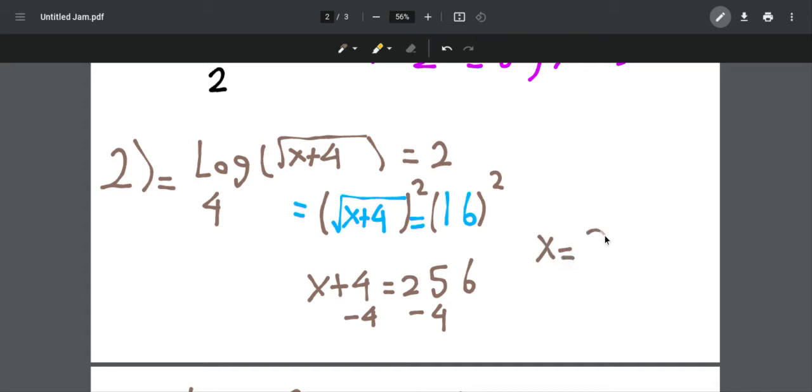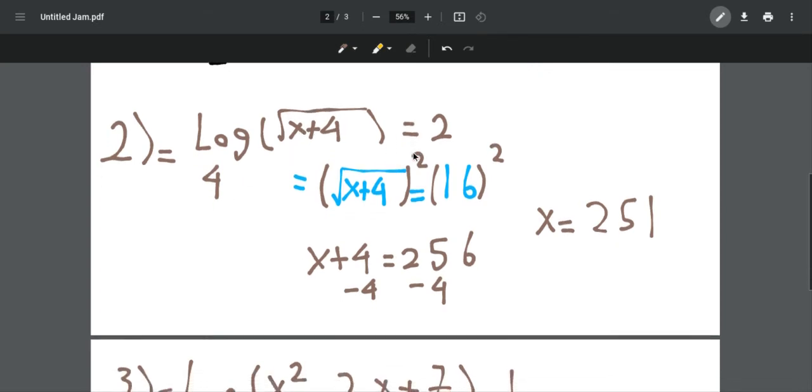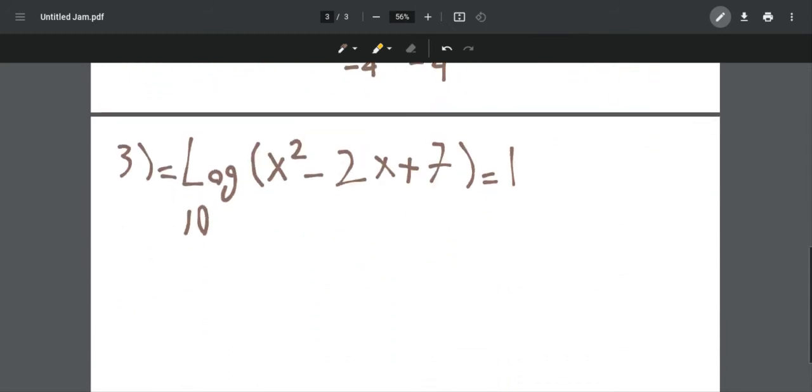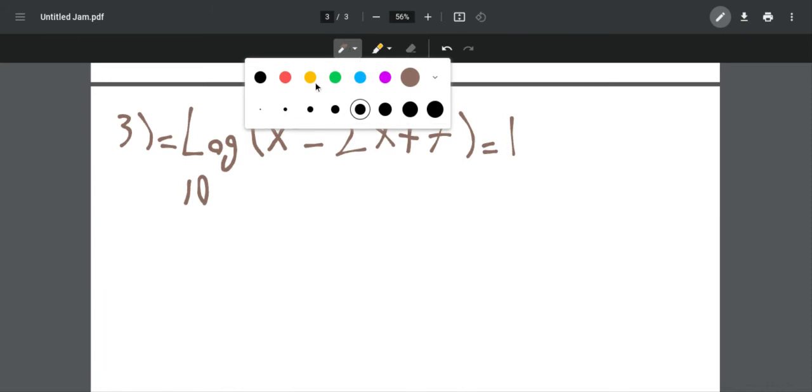But we're not done because we should check our answer. Sometimes when solving a logarithmic equation, when we plug in our answer, we might find mistakes in our computations. So if we put 251 in the square root, we get 256. The square root of 256 is 16, and log base 4 of 16 is just 2. This is true.